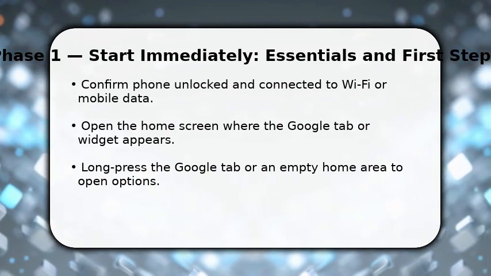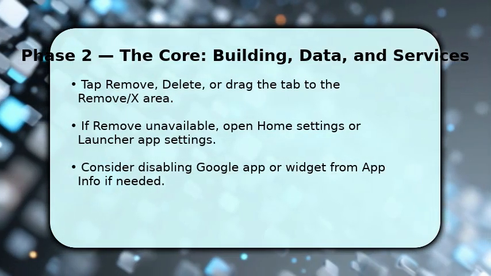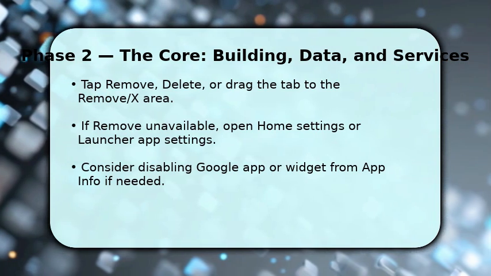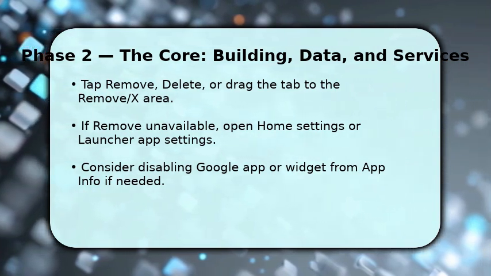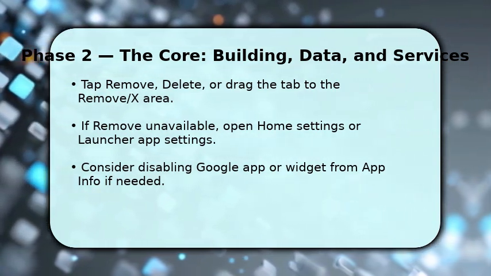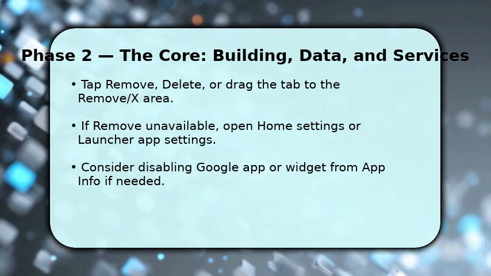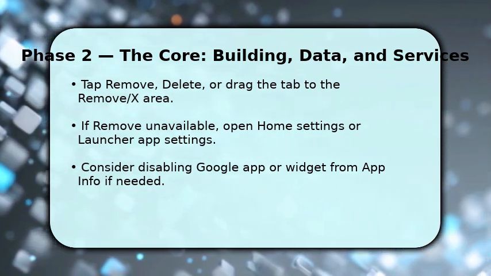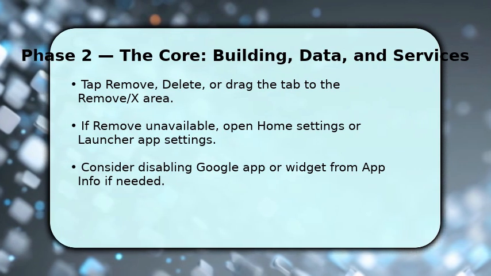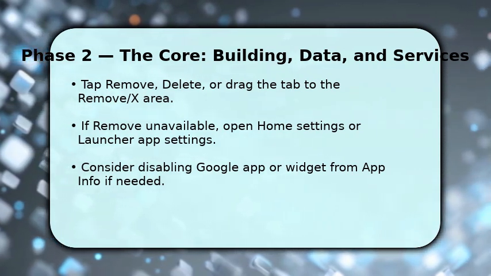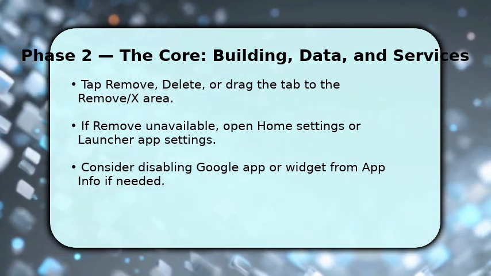Once the removal UI appears, drag the Google tab to remove or tap delete. This instantly clears it from the home screen. If the option is grayed out, make sure to open Home Settings or the specific launcher settings, because some launchers lock widgets. Alternatively, go to Settings app's Google Disable or Force Stop.